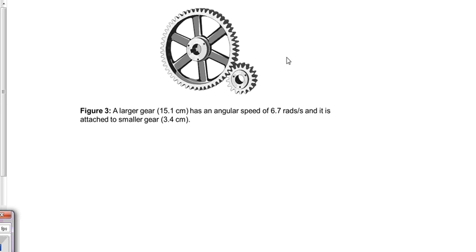This is a mechanical advantage question. We have a larger gear that is rotating at 6.7 revs per second, and it is attached to a smaller gear. And of course, the smaller gear is going to have to go a lot faster to keep up.